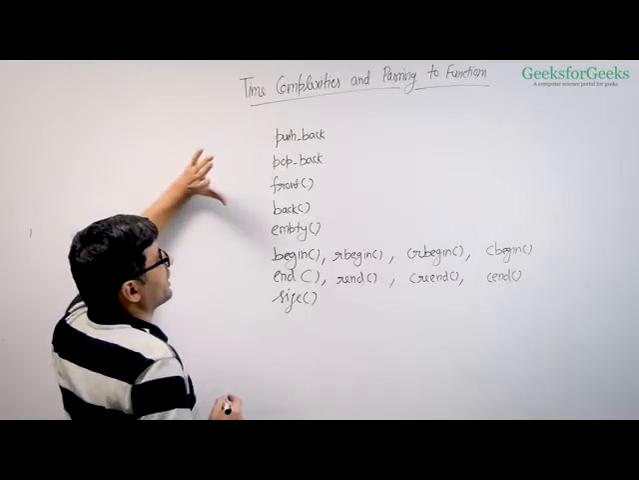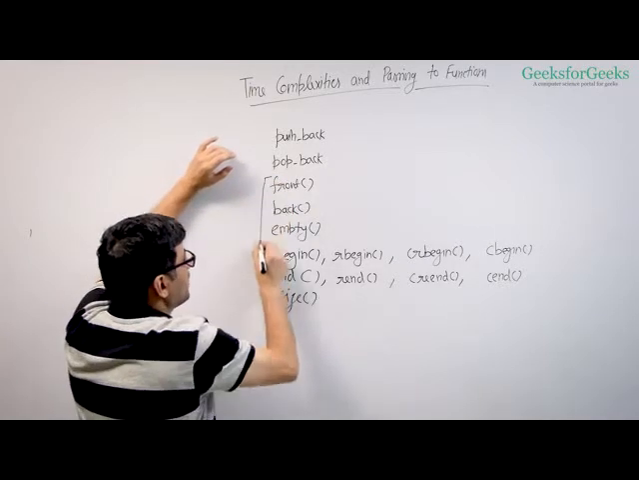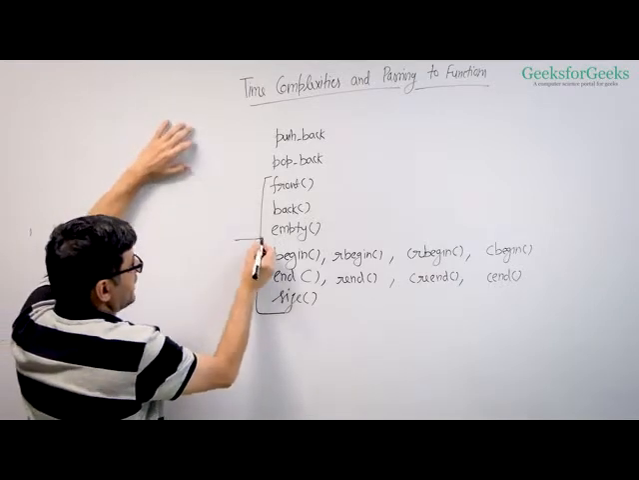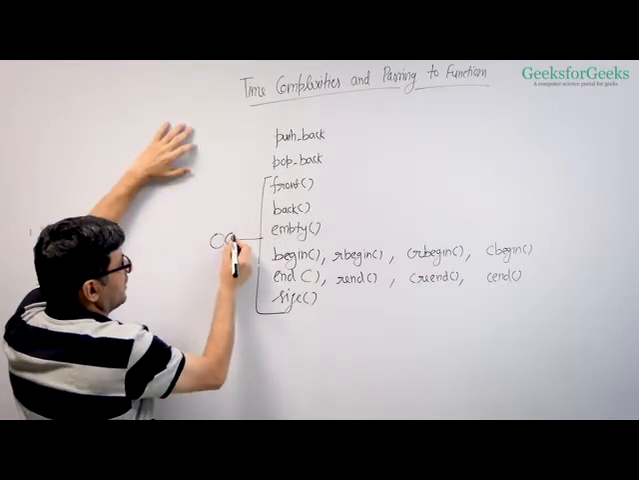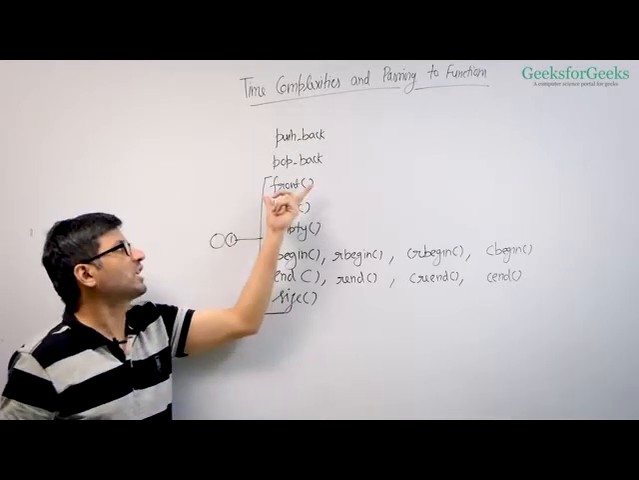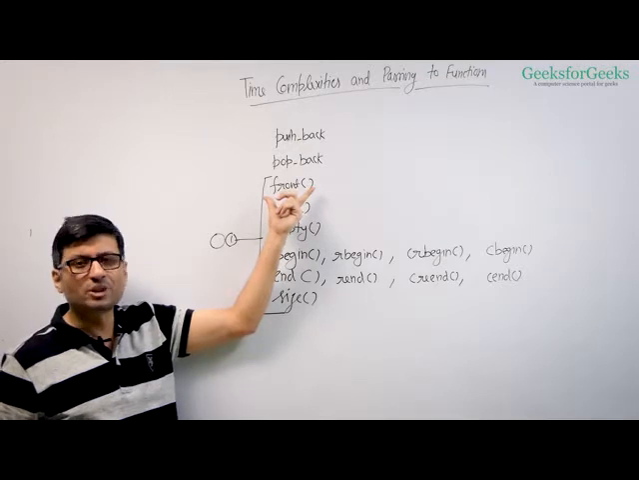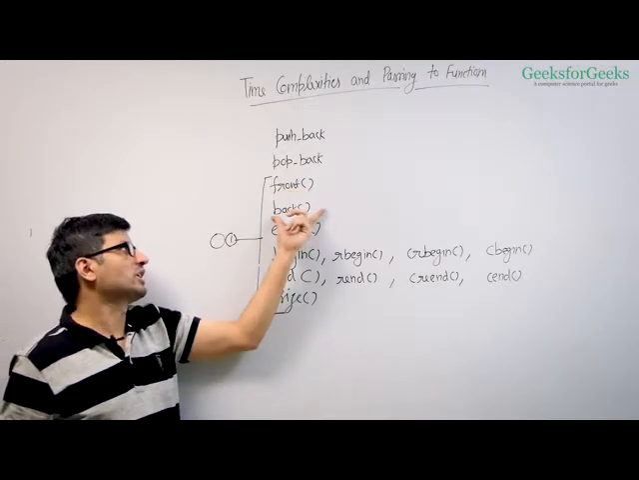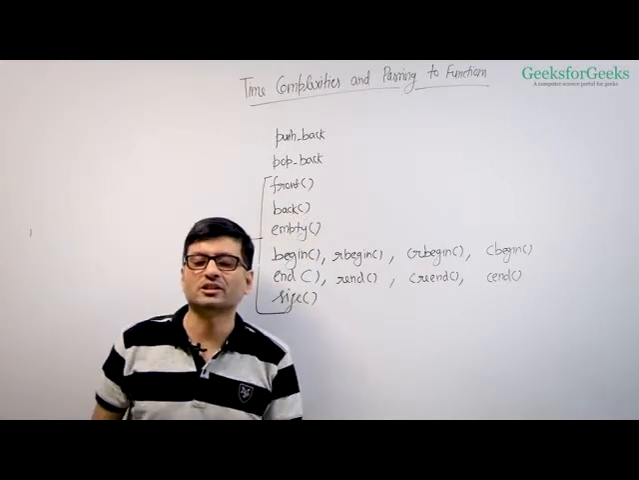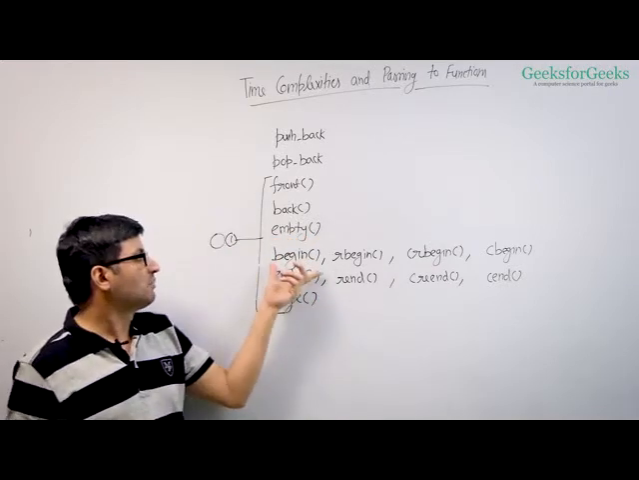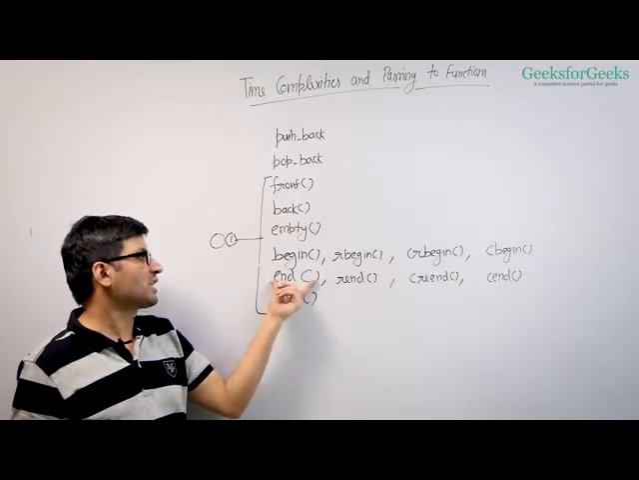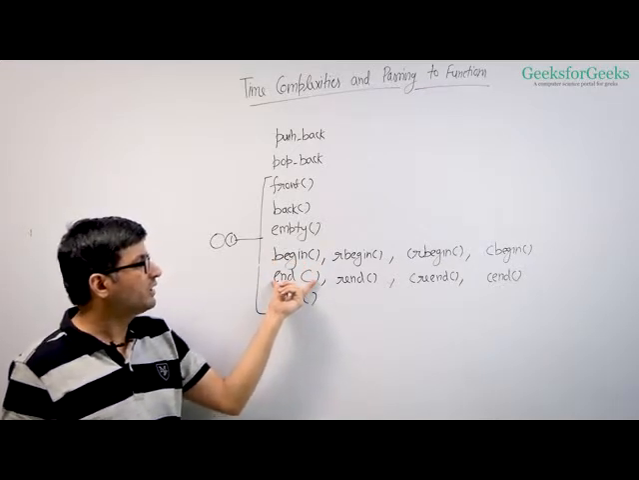And I think you can guess what will be the time complexity of these operations. You can think for a moment and guess it. It's big O of 1. All these functions are clearly constant time operations. Front function has to return only a reference to the first element. Back function has to return a reference to the last element. Empty function simply has to check whether the size is 0 or not. Begin function has to return an iterator to the first element. End function has to return an iterator to the last element.